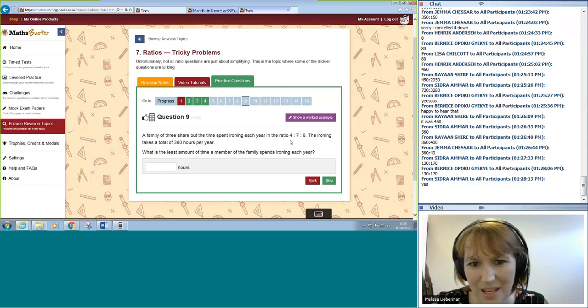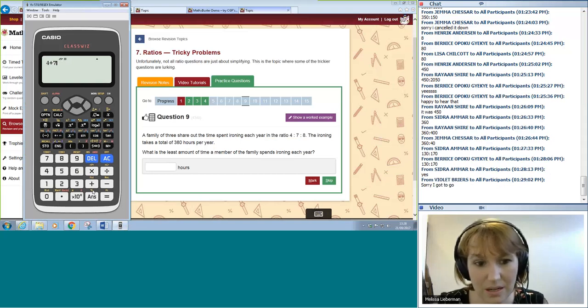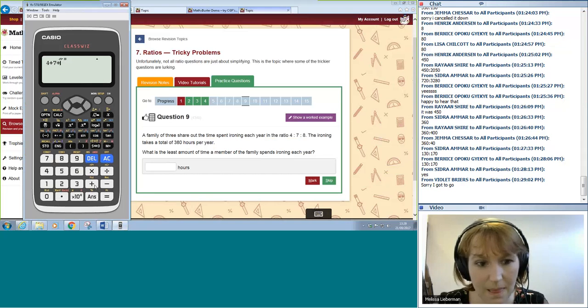So this is allowing you to use a calculator. So if you want to work this out, what you would do is just the same as the ratios that have 2 parts in them, add the 3 numbers together. So I'll do this one. If you try this yourself later on using that link I gave you, it will be different questions. So that will give you an idea of how to do it. So 4 plus 7 plus 8 means the parts add up to 19. Divide 380 by 19.